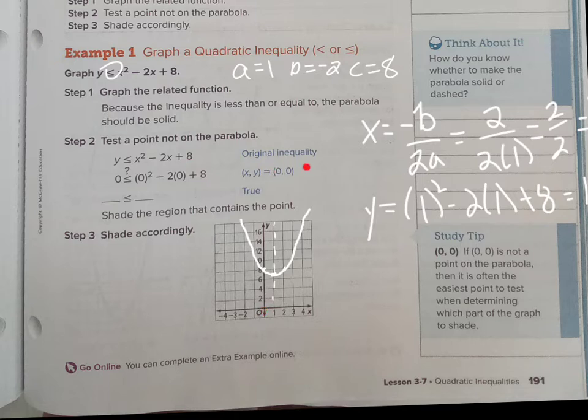The nice thing about picking (0, 0), and you should always pick it if you can, is that it's super easy to work with because we're just plugging in 0 every place we see. And so then we have this idea: is 0 less than or equal to 8? And yes, it is. So that means we're going to shade everything outside the parabola. Of course that goes on and on forever, but any point in that green area is a solution to this two-variable inequality.